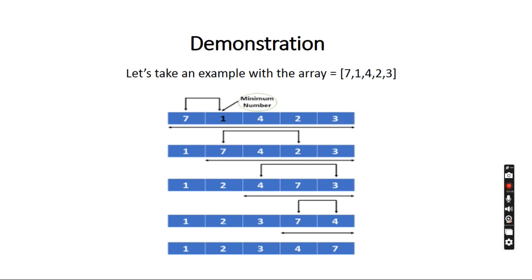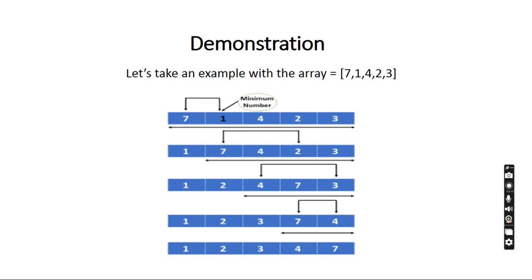So in the second step we see that 1 and 7 are swapped, and as discussed earlier, we'll repeat this process till the last element of the list. In the second step, keeping the value 7 in the variable min, we'll look for the minimum number among 4, 2 and 3. Among 4, 2 and 3, the minimum number is 2. So we'll swap 2 with 7.